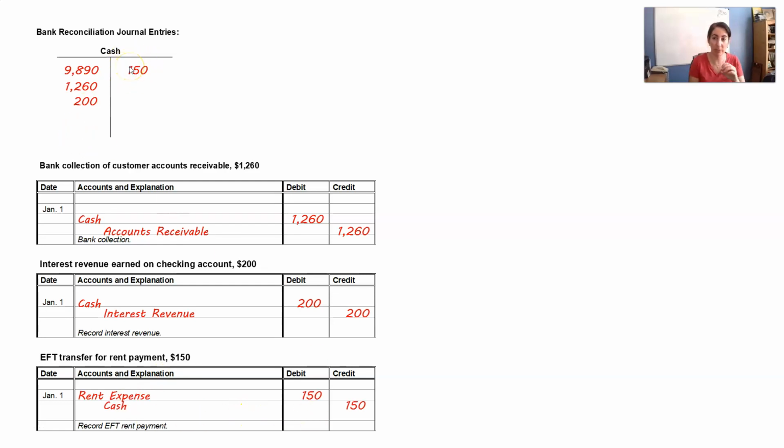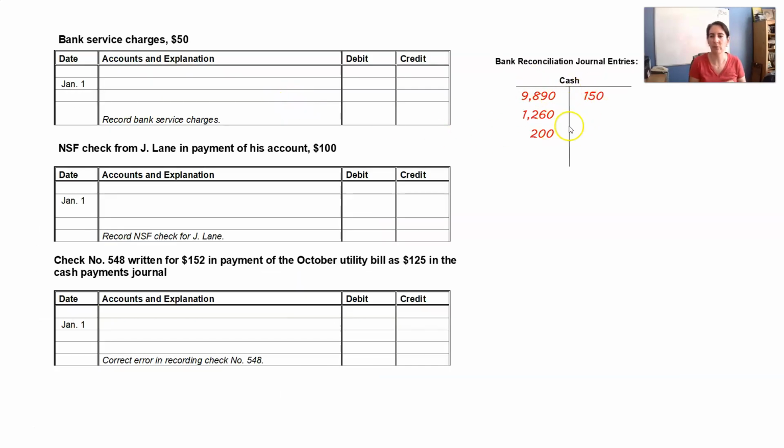Okay, so I've recorded some of them. Going to the next page. So here I carried these over to my T account. Bank service charges, bummer. Debit bank expense or some sort of miscellaneous expense, credit cash. Let's take that out of here.